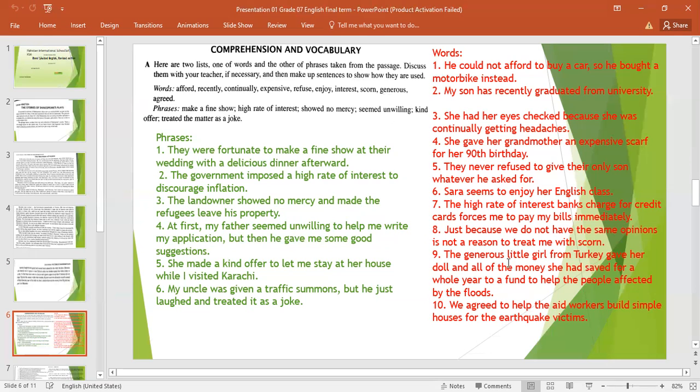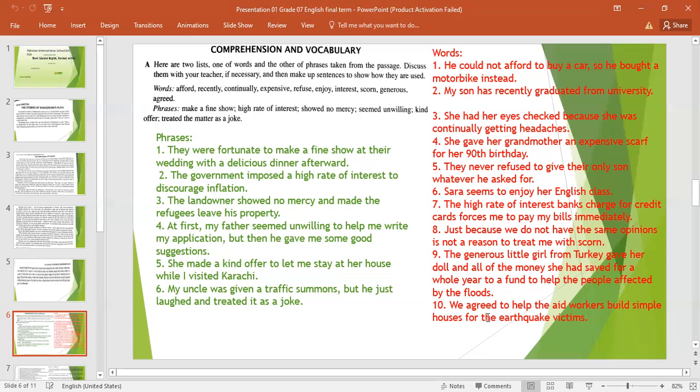The generous little girl from Turkey gave her doll and all of the money she had saved for a whole year to a fund to help the people affected by the floods. Once again, dear students, generous.